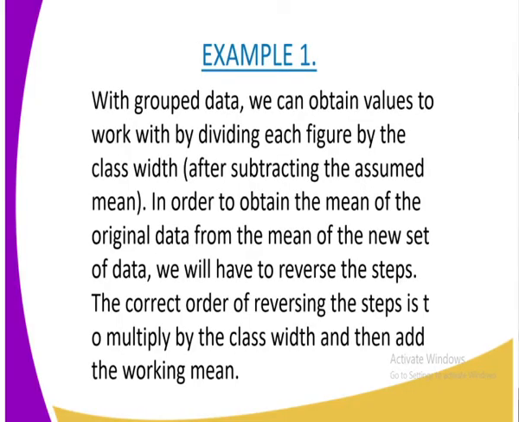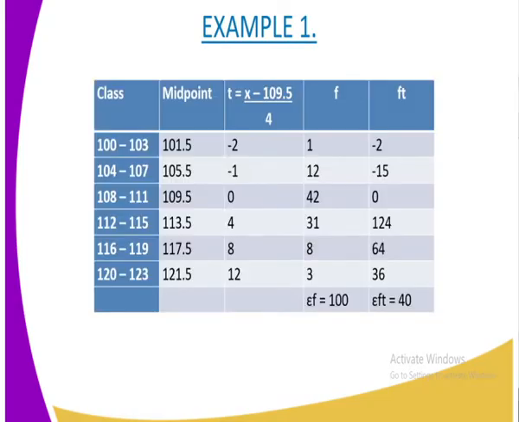We are going to have our example 1, whereby we give a brief description: with grouped data we can obtain values to work with by dividing each figure by the class width. Here that is after subtracting the assumed mean. Remember, here we are dealing with an assumed mean. In order to obtain the mean of the original data from the mean of the new set of data, we will have to reverse the steps. The correct order of reversing the steps is to multiply by the class width and then add the working mean.